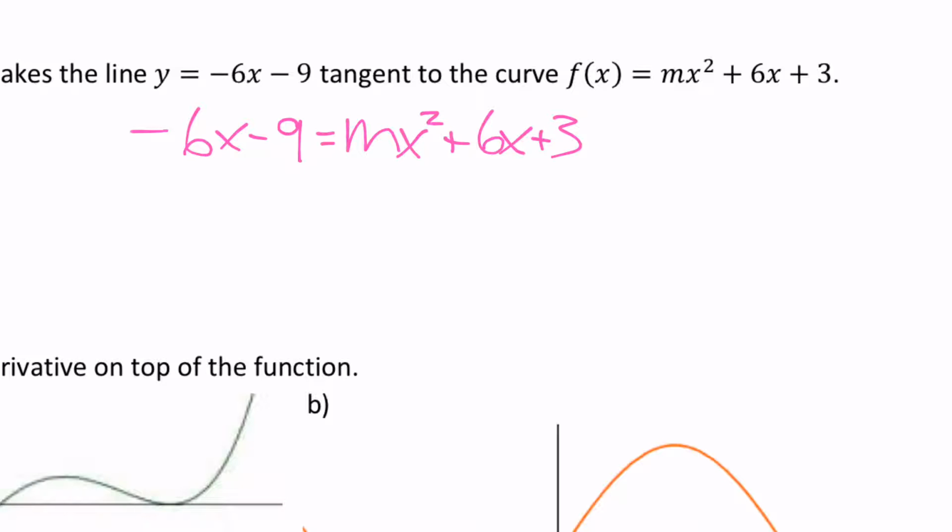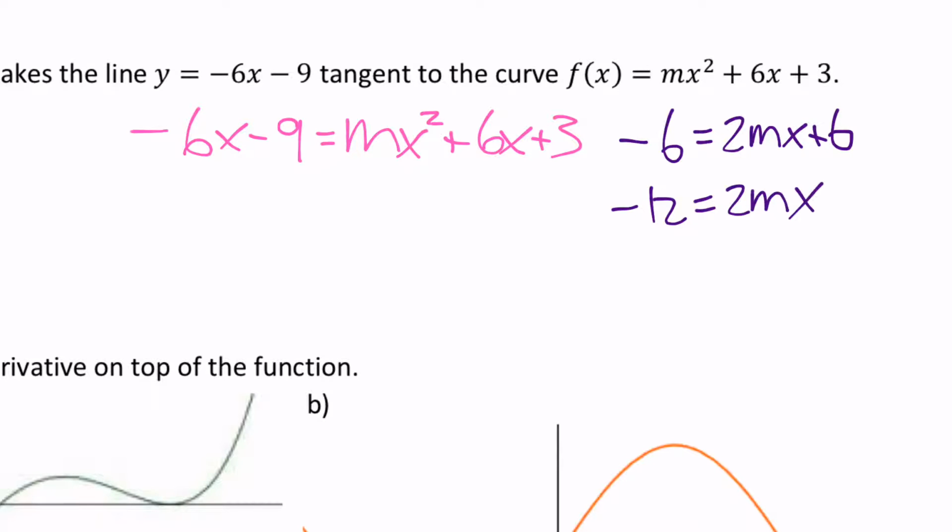Well, we know that the derivative of the function has to equal the slope of the tangent line, which means my tangent line slope is negative 6. So negative 6 has to equal the derivative of f of x. So it has to equal 2mx plus 6 right there. So if 2mx plus 6 equals negative 6, then negative 12 has to equal 2mx, which means negative 6 has to equal mx right there.